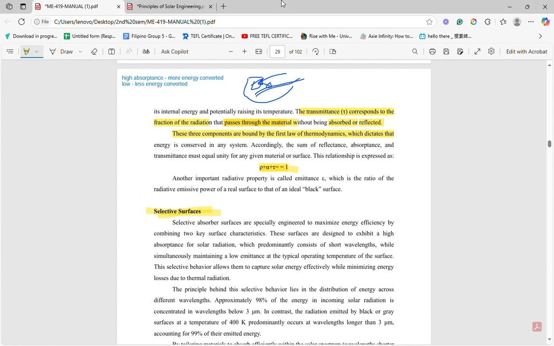So that's it. And another important radiative property is called emittance, which is the ratio of the radiative emissive power of a real surface to that of an ideal black surface. And yun nga, our emittance is commonly equal to 1 as well for an ideal black body surface.